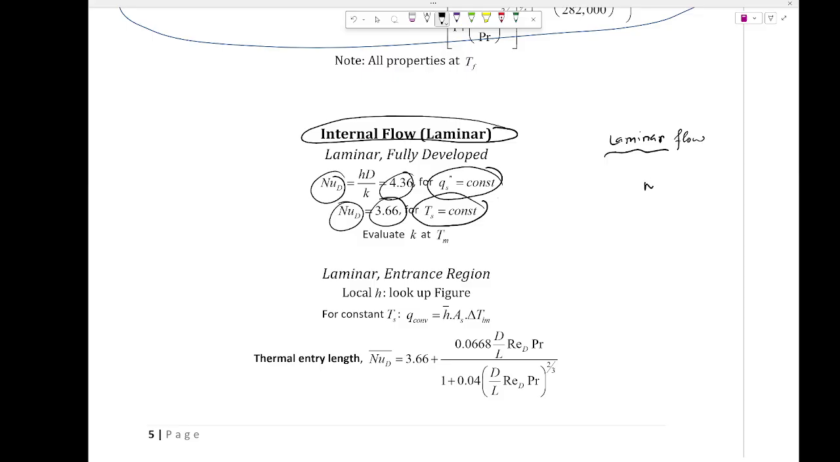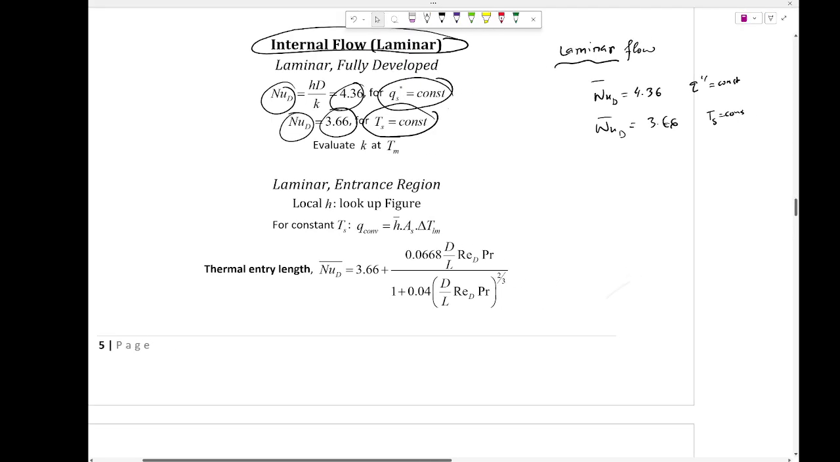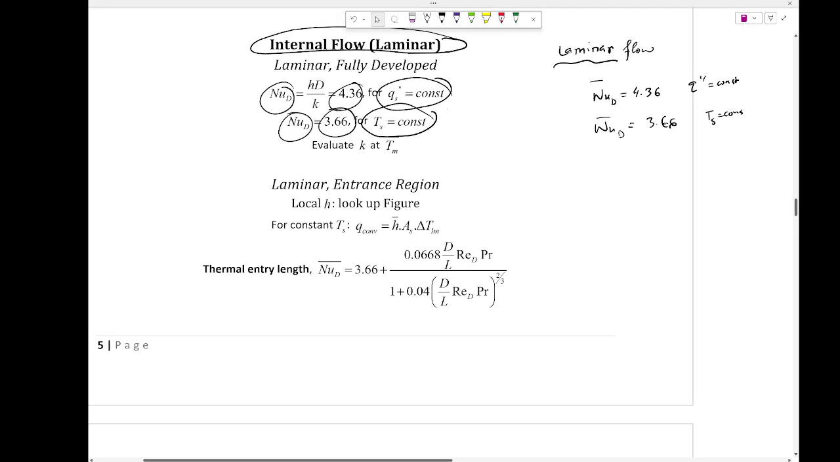Laminar internal flow. You have this Nusselt number 4.36. That's for constant heat flux, right? And you have this Nusselt number, don't forget to put a line on the top, 3.66, which is for constant surface temperature. You understand? So that's simple. These are the two conditions. Okay, don't get confused with this. These are just conditions.